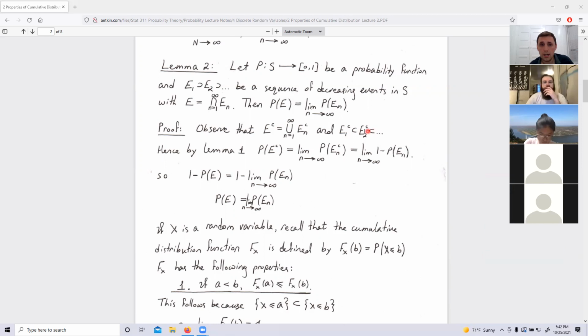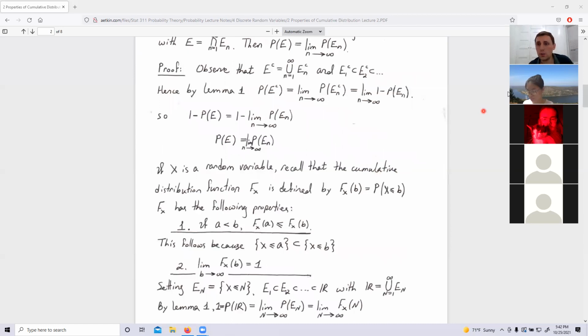Yes? And by lemma 1, we know that the probability of E complement is then the limit of the probability of En complement. But we know that the probability of a complement is simply 1 minus the probability of En. And so we have that 1 minus probability E is equal to 1 minus the limit, as n goes to infinity, of the probability of En. And we can just cross out 1 and multiply by minus 1, and we get the desired result.